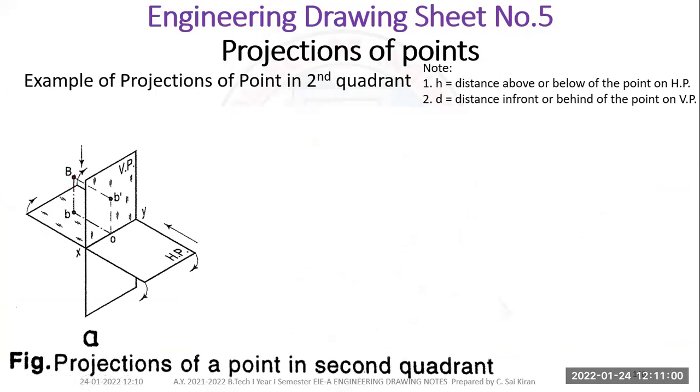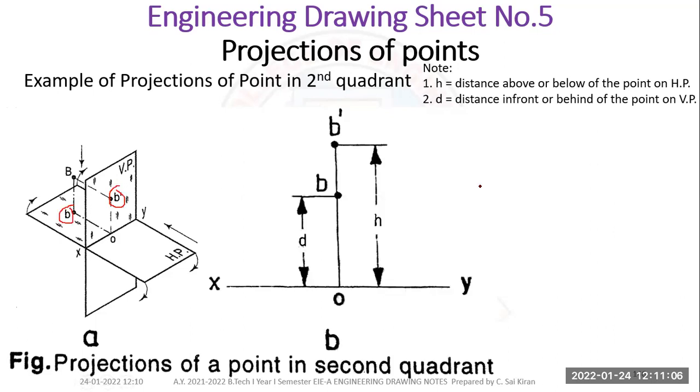So this is a capital letter B, projected as B dash on the VP and B on the HP. Depending upon the H and D distance, whether H may be high or D may be high, with respect to D distance, we'll get the top view. With respect to H distance, we'll get the front view. So you have to write B dash for the H distance and B for the D distance.